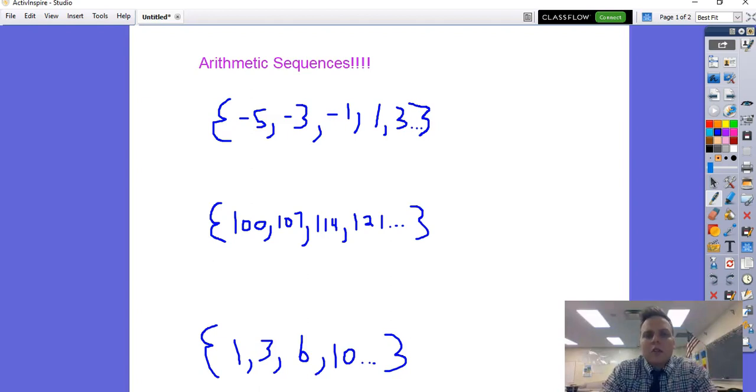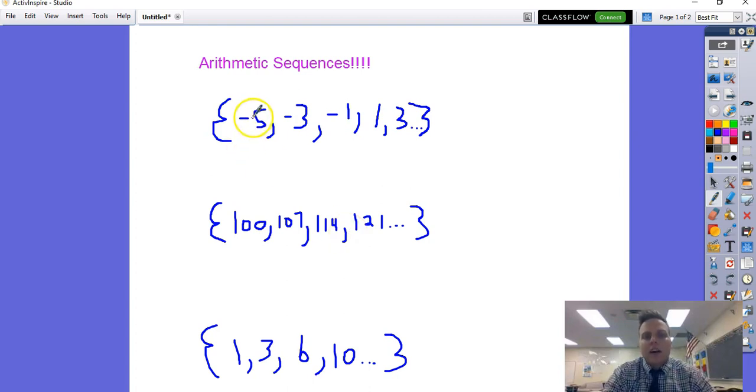Hey guys, so today we're going to start talking about arithmetic sequences, alright? An arithmetic sequence is, by definition, the idea that I go up or down by the same number each time from term to term, okay? So let's look at each one of these sequences, and we're going to determine, one, if they are arithmetic, and then two, what the common difference is, alright?